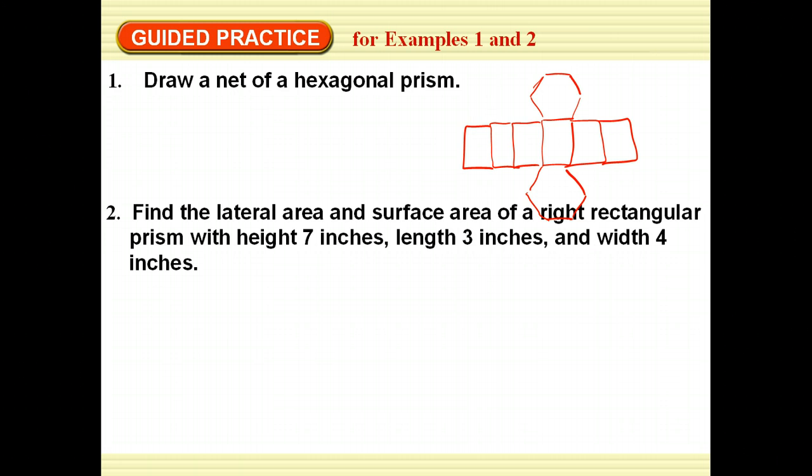Find the lateral area and surface area of a right rectangular prism with a height of 7, a length of 3, and a width of 4. Okay, let me see if I can draw this. I've got this. Here is going to be my height.